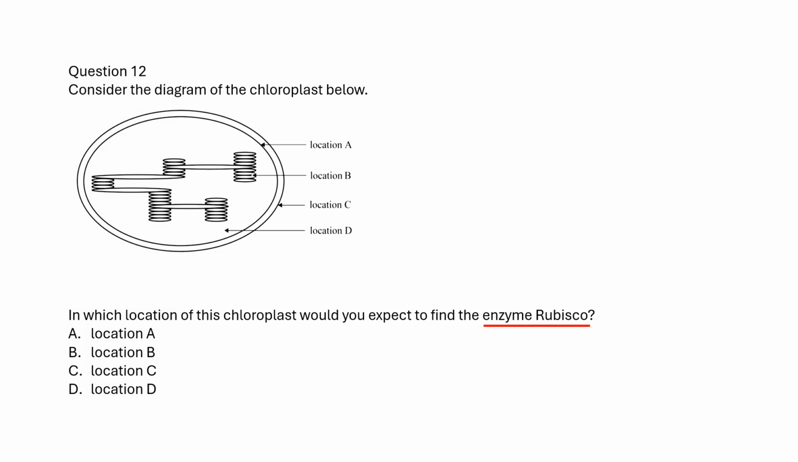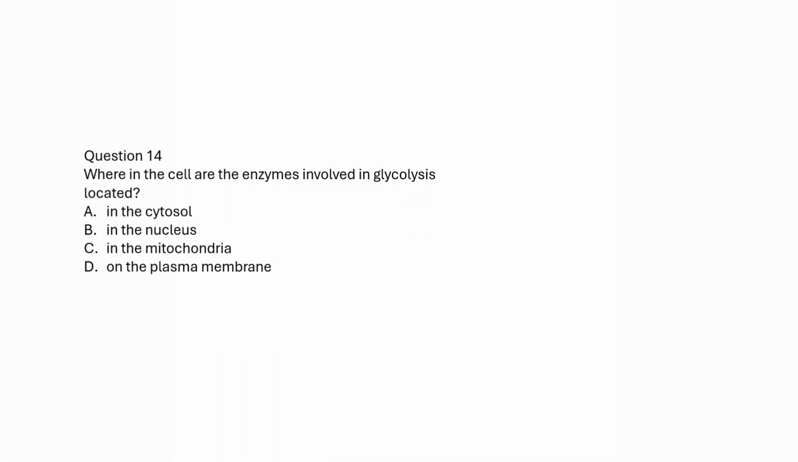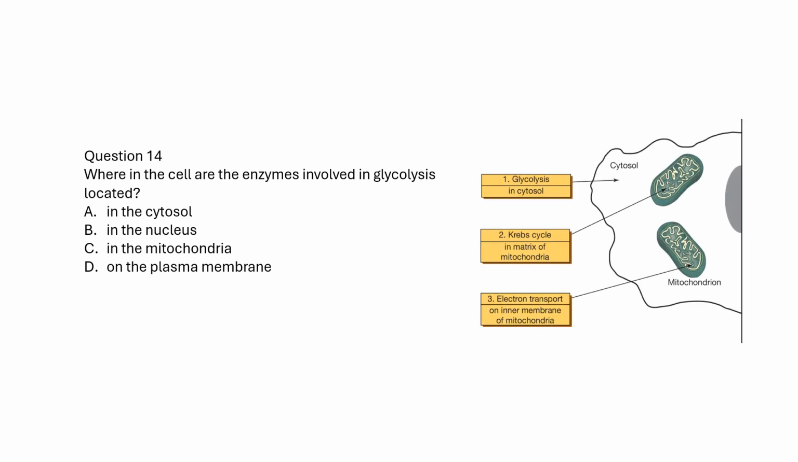Rubisco is one of the enzymes of the Calvin cycle. The Calvin cycle is in the stroma. So, Rubisco is in location D. Glycolysis is located in the cytosol, the Krebs cycle in the matrix of mitochondria, and electron transport on the inner membrane of mitochondria.